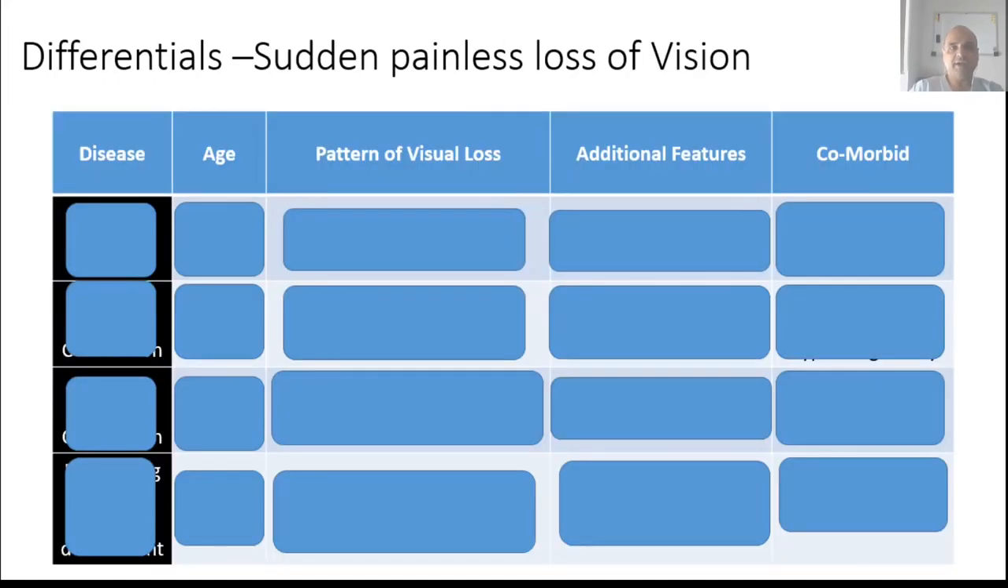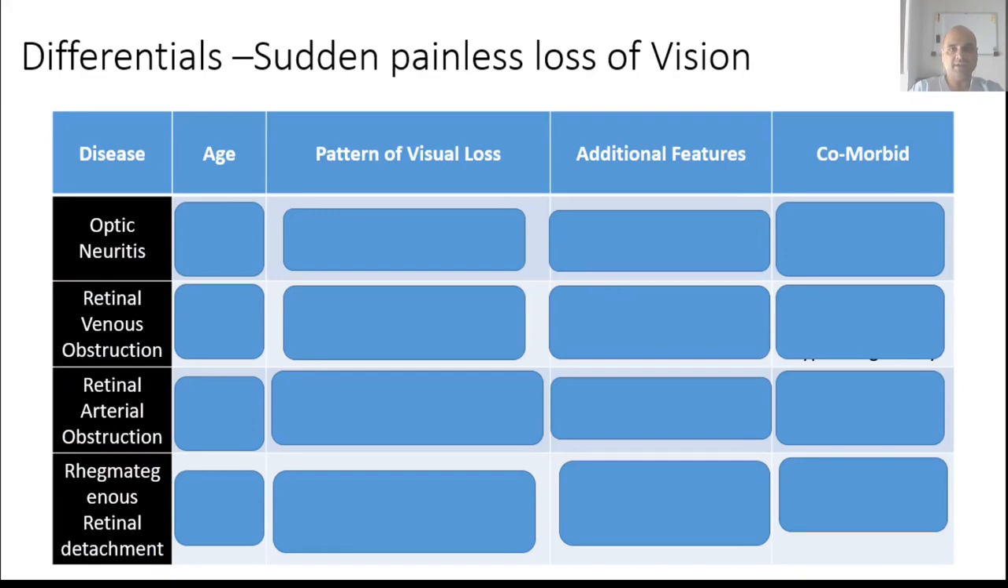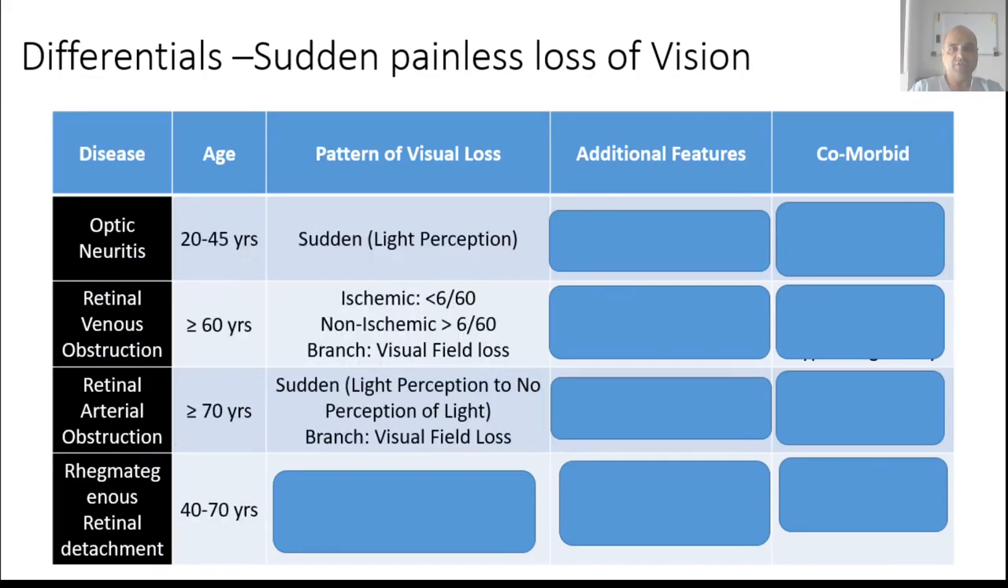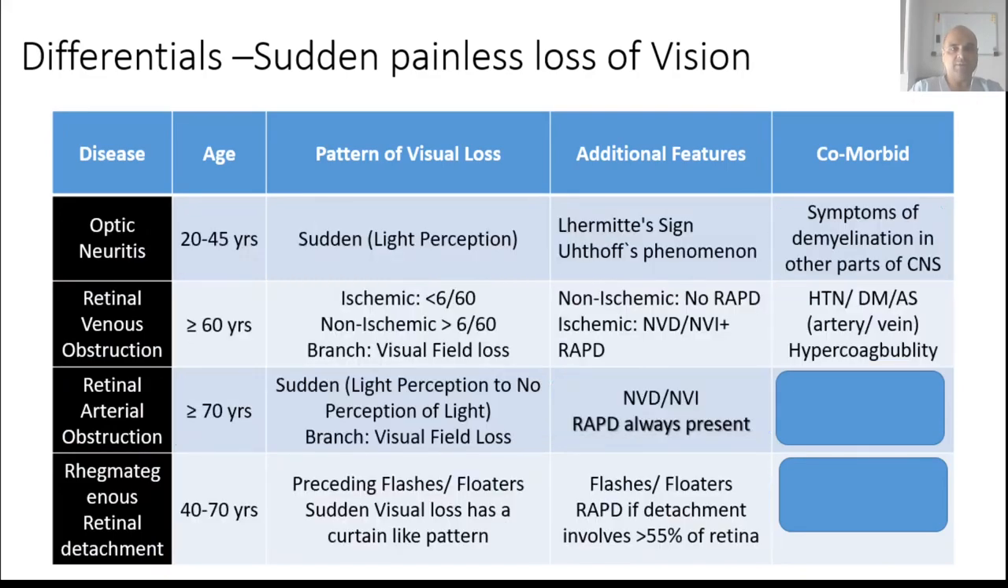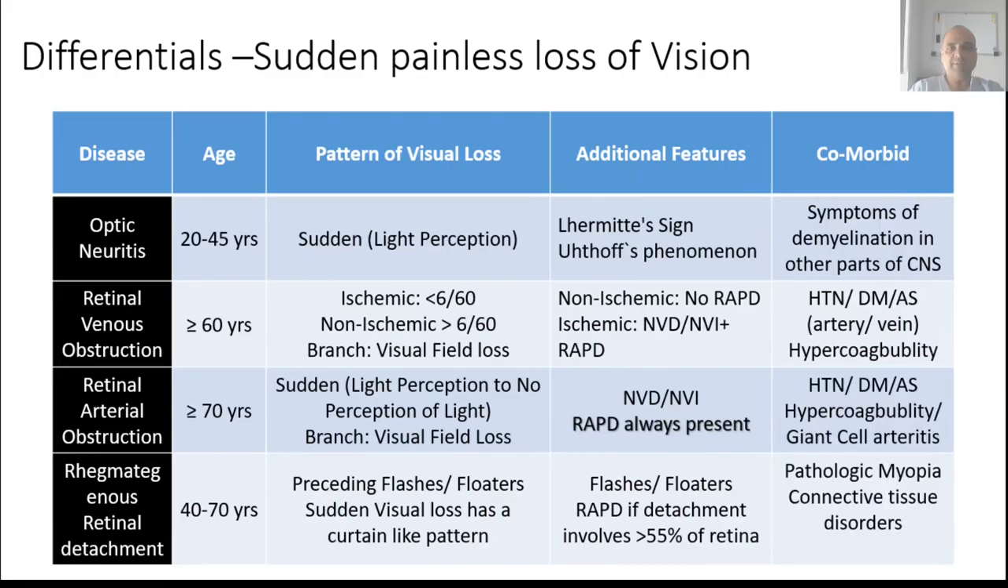So since this was our final differential for sudden painless loss of vision, we have our traditional table. And again, I am just going to uncover these here. You can use the PowerPoint that accompanies this video at home as a revision guide for yourself, so that you could learn to differentiate between these diseases based on the criteria given at the top.